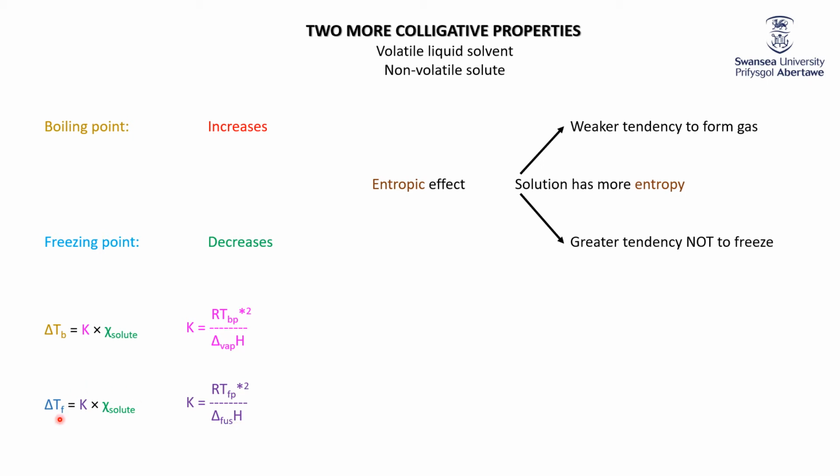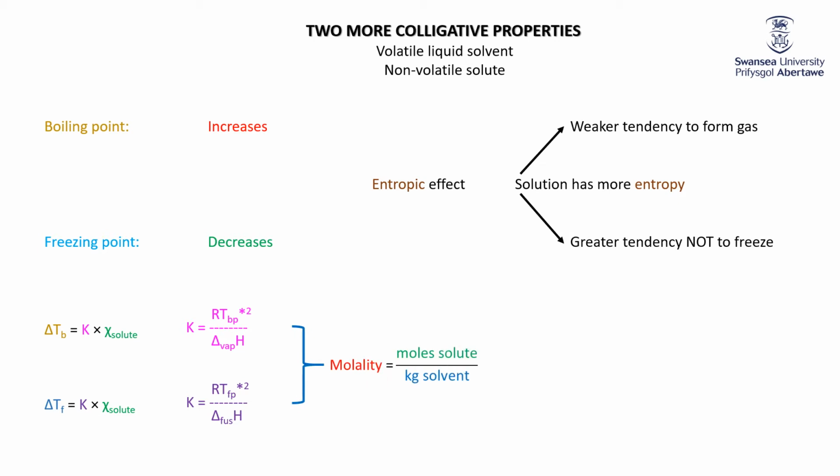Kf is always bigger than Kb. In other words, the effect on the freezing point is always greater than the effect on the boiling point, simply because of this difference between the heat of vaporization and the heat of fusion. Heat of vaporization is always bigger than the heat of fusion, so that means that this constant is going to be smaller for boiling than it is for freezing.